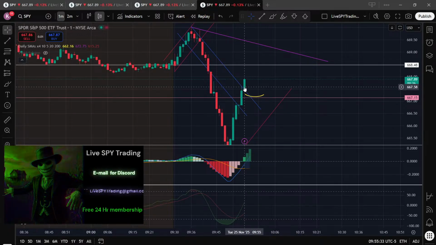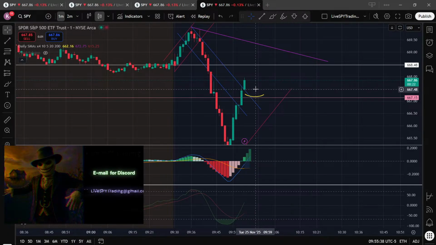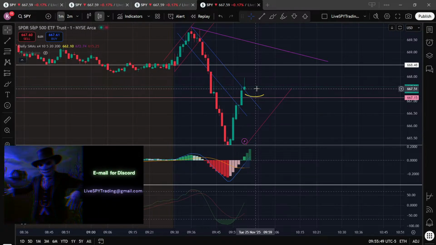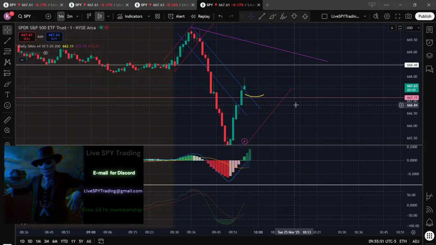I got a really bad fill on here. I got filled way up here, so I'm gonna hope this can hold up. I'll let it play out. I'll just see what happens. I did one contract here. I'll let it play out. If we get below 84, I'll stop out.